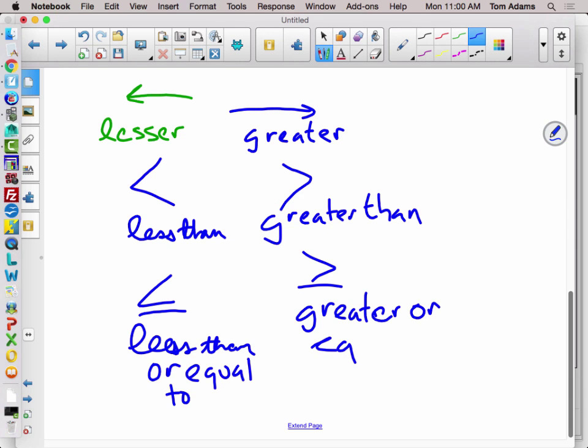I really need to calibrate this right side of the board.